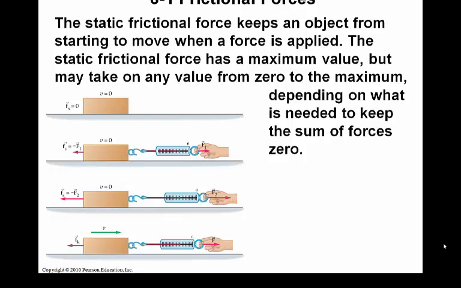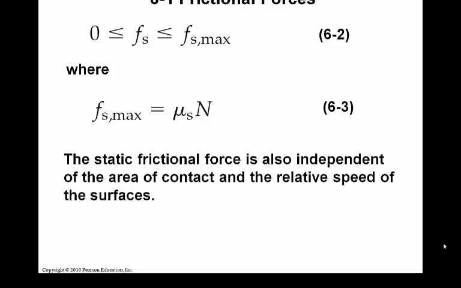The static frictional force keeps an object from starting to move when a force is applied. The static frictional force has a maximum value, but may take on any value from 0 to the maximum depending on what is needed to keep the sum of forces 0. So, the force of static friction, Fs max, is equal to the static coefficient of friction, mu s, times the normal force. And static friction is independent of area of contact and relative speed.